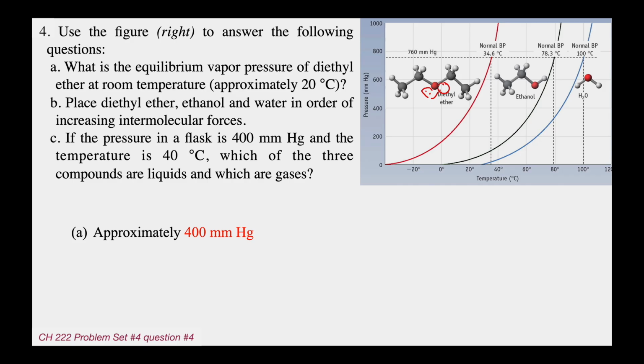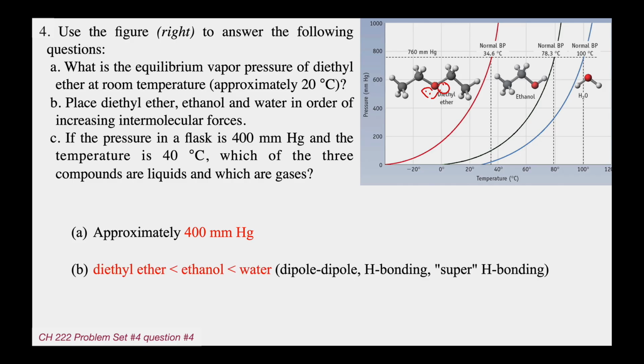So anyway, those curves are actually in the order of increasing intermolecular forces. Diethyl ether is first. It has the weakest dipole-dipole force in this list. Ethanol is next with 1 hydrogen bonding, and then with water you have 2 sources of OH. So there I called it super hydrogen bonding. It's like a stronger version of hydrogen bonding.